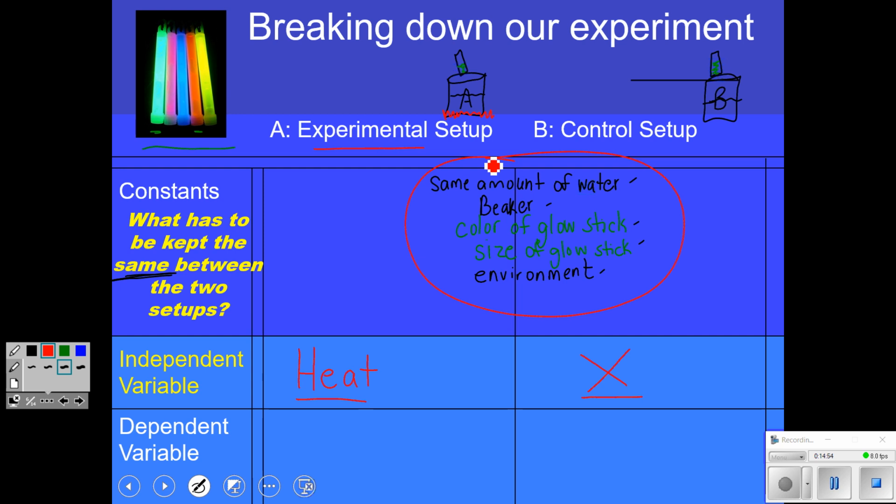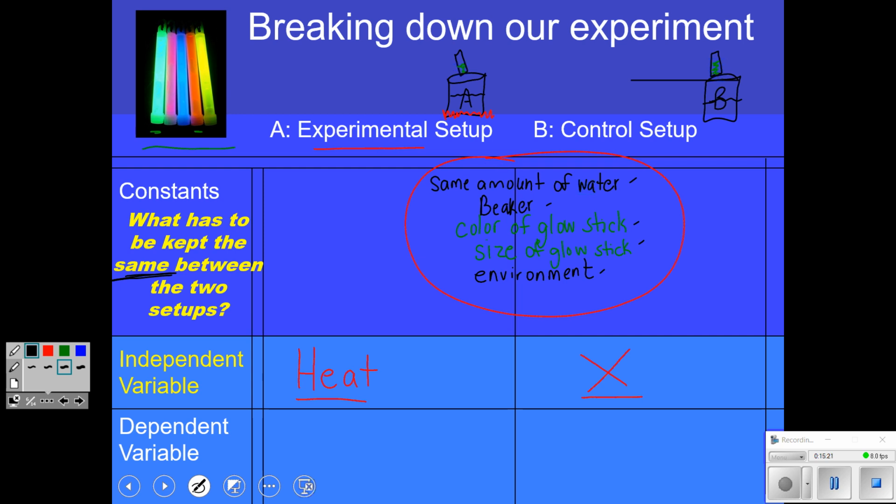Dependent variable. In both of these, we're looking for one thing. We are looking to see if the glow stick is going to burn brighter or not. You cannot see what a dependent variable is truly until you've done your experiment. So you guys will actually do this experiment, and you're going to be able to plot what the dependent variable is. But we can kind of get in general what we're looking for.